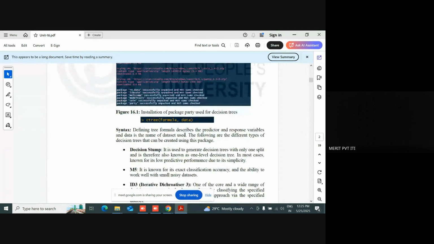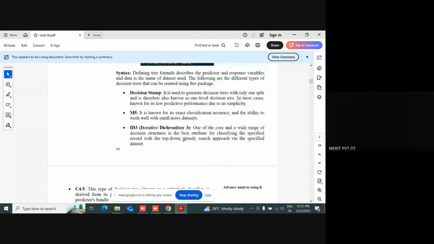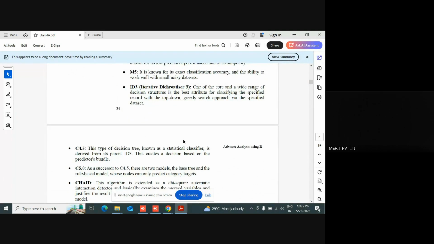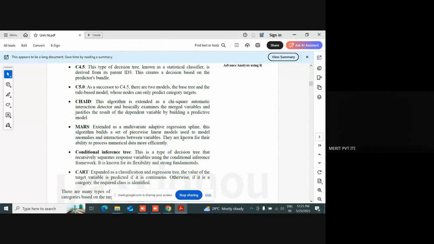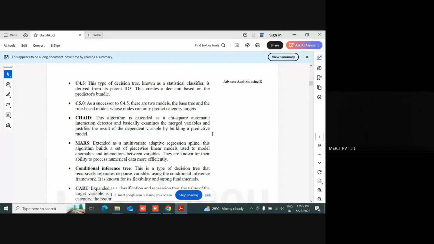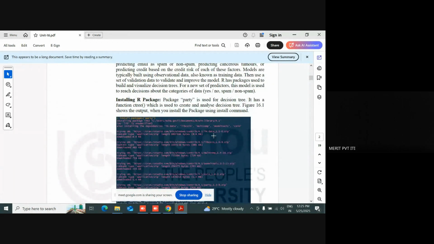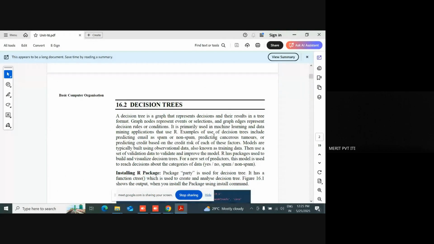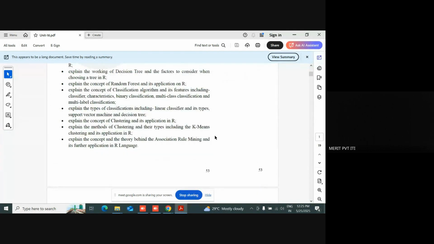So then decision stump, M5, ID3, iterative dichotomiser. So these types of things which are there, C4.5, CART, MARS, all these are conditional inference trees. So you can read that this type of decision tree known as statistical classifier is derived from its parent ID3. What is ID3? The installation for ID3 has not been decided, therefore. ID3, okay.